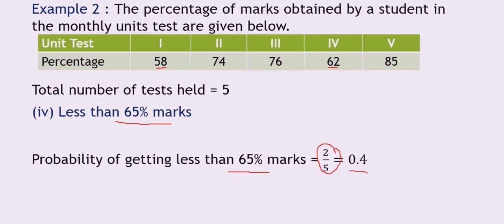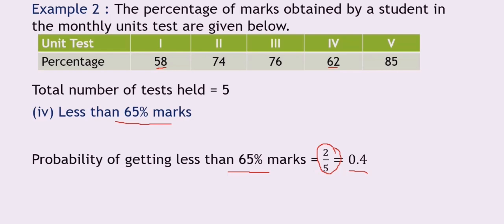Yes, so we have done the 4 cases of example 2, taking each one separately. So I hope you have understood how to find the probability. We have not written the formula, but you can write the formula also. Probability equal to number of trials in which the event has occurred upon total number of trials. Yes, and then we write the answers and go further now.